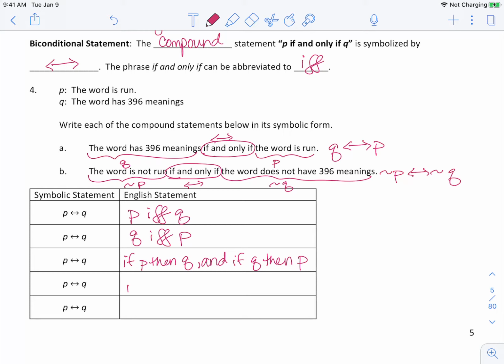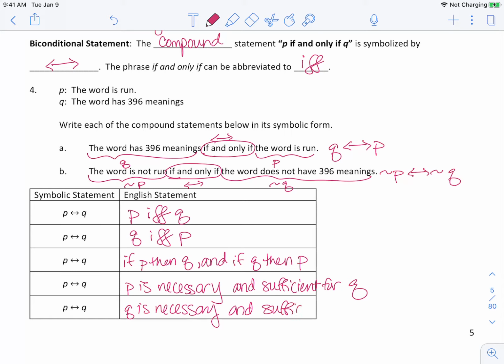Next, we could say P is necessary and sufficient for Q. And last, we could say Q is necessary and sufficient for P.